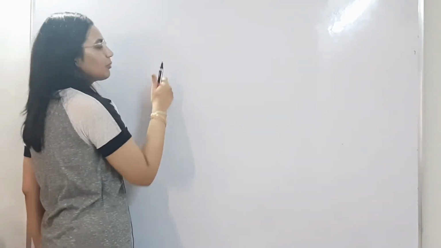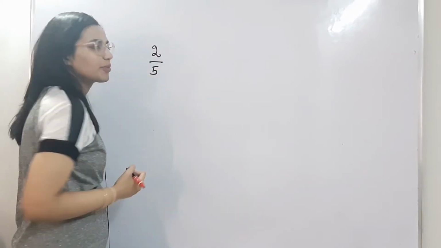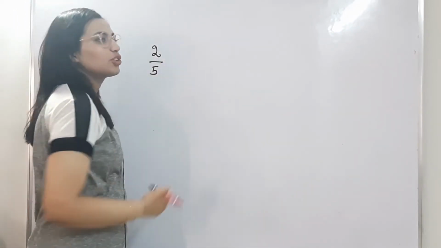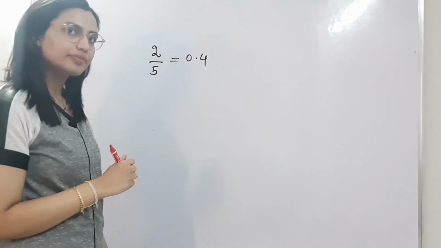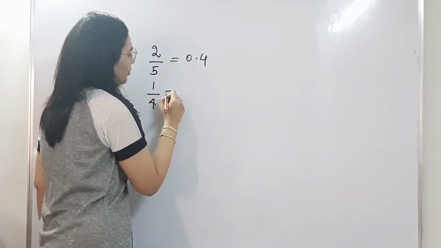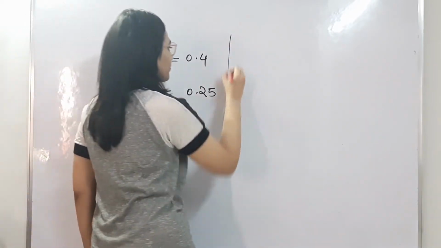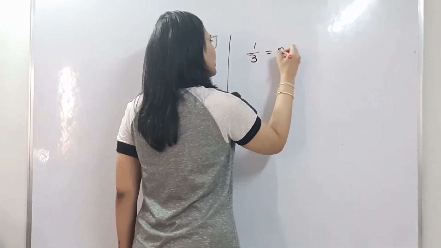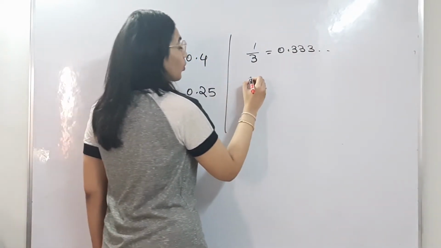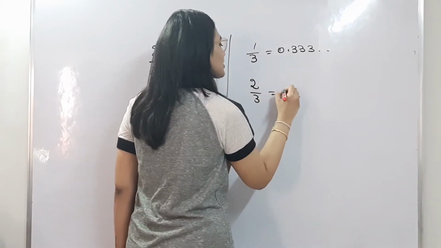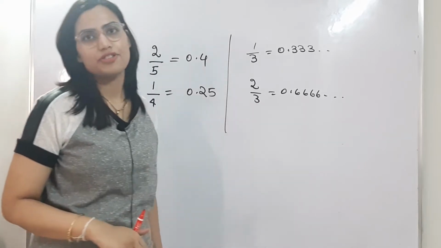So, terminating decimal. I will give you this fraction or rational number 2 by 5. What is the value of 2 by 5 in decimals? Is it not 0.4? Right. What is the value of 1 by 4? It is 0.25. So, these are definite values. What is the value of 1 by 3? 0.333 and so on. Right. What is the value of 2 by 3? 0.666 and so on.